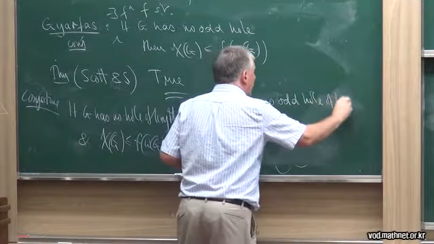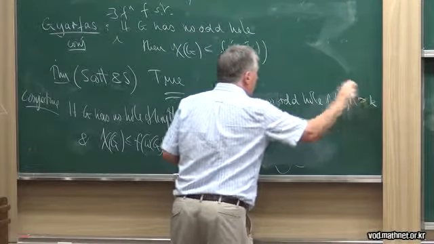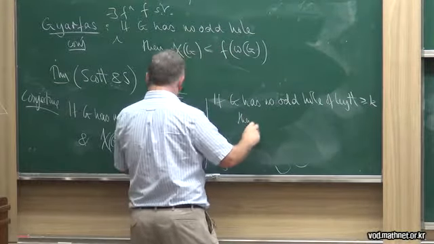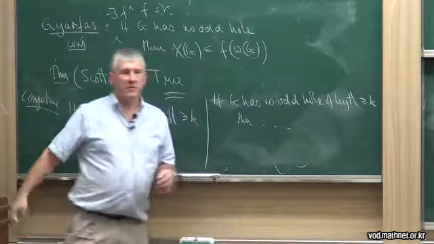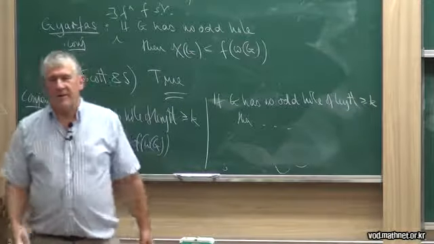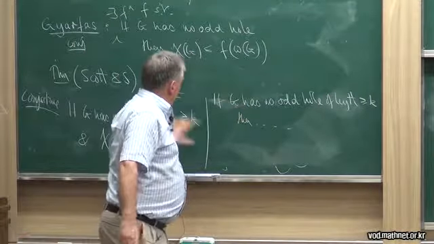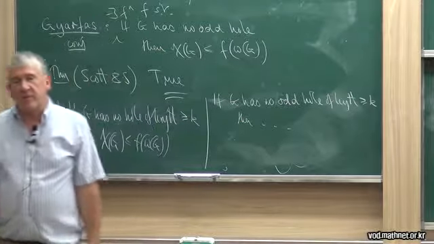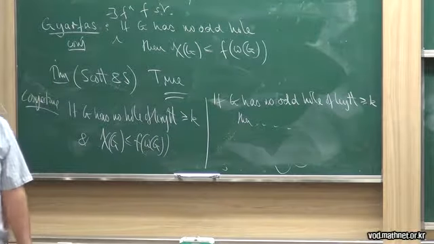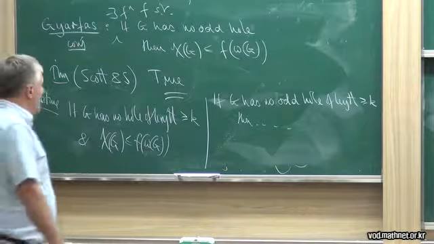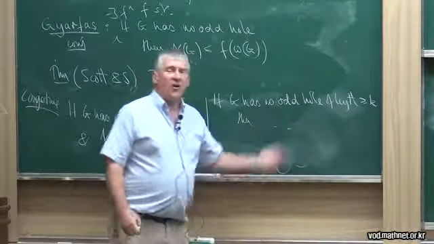He also conjectured that if G has no odd hole of length at least k, then same conclusion. So different hypothesis. This is stronger than that and stronger than that. And it would be nice to prove that one. Just exclude long odd holes. But that's still open. But is there any particular reason why we're excluding odd holes?